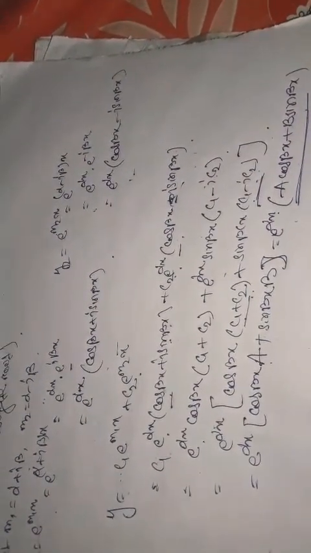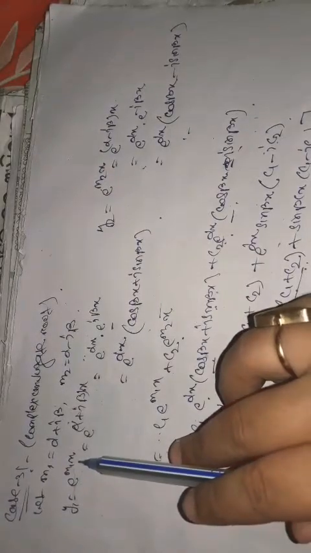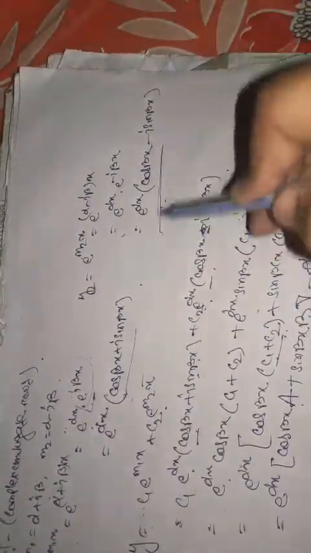That means in case 3, if the roots are complex conjugate, the roots are in the form of complex numbers: one is alpha plus i beta and the second is alpha minus i beta. So y1 equals e to the power m1x is the solution. e to the power alpha plus i beta x we write as e to the power alpha x into e to the power i beta x, and e to the power i beta x is written as cos beta x plus i sin beta x. The second is written likewise.